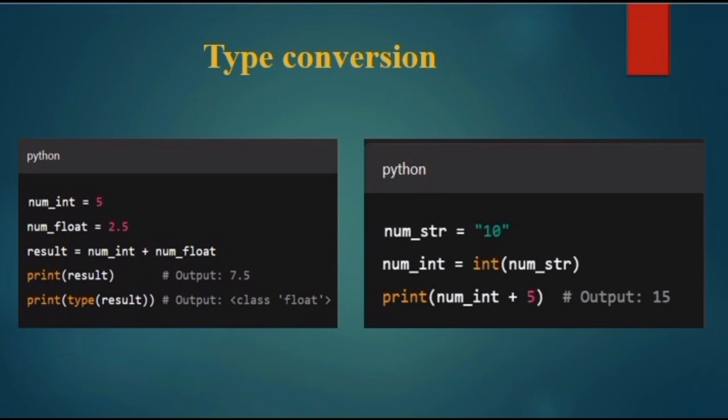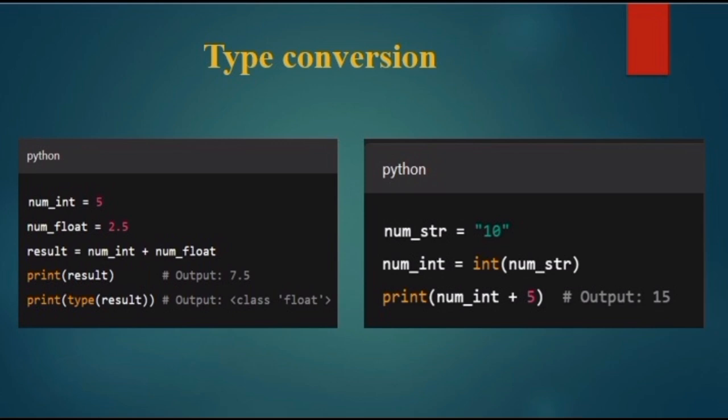So you can see here these slides explain type conversion in Python using two examples. The first example shows the implicit conversion where Python automatically changes an integer 5 and the float 2.5 into a float when added together. The result is 7.5, and when checked using the type of the result, Python confirms it as a float. This happens because Python ensures the calculations are accurate by converting smaller types like integers into more flexible types like float.